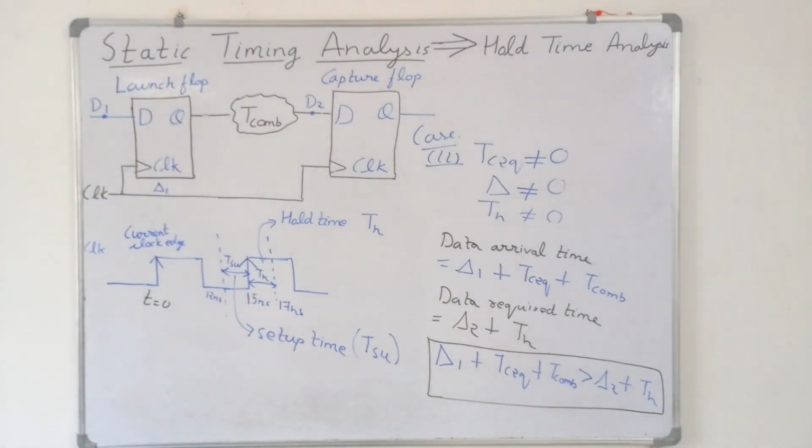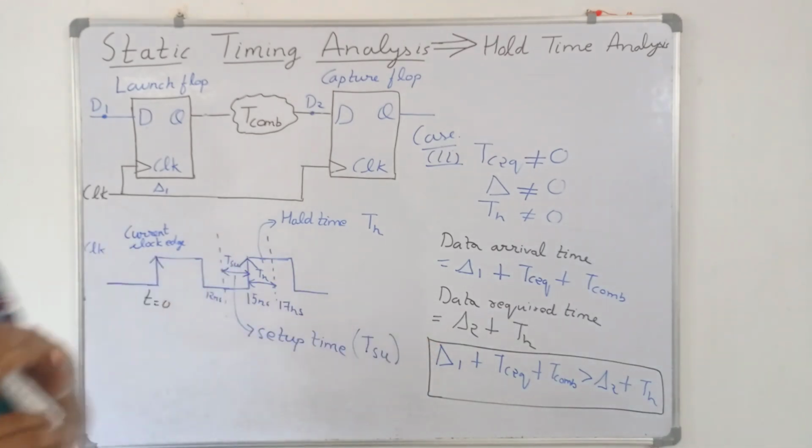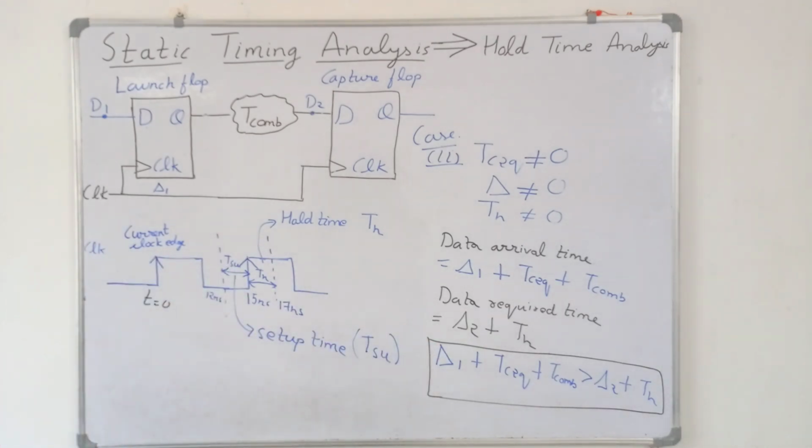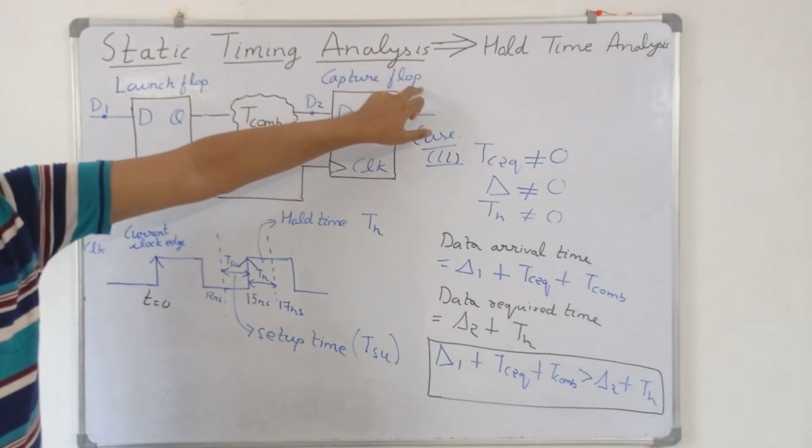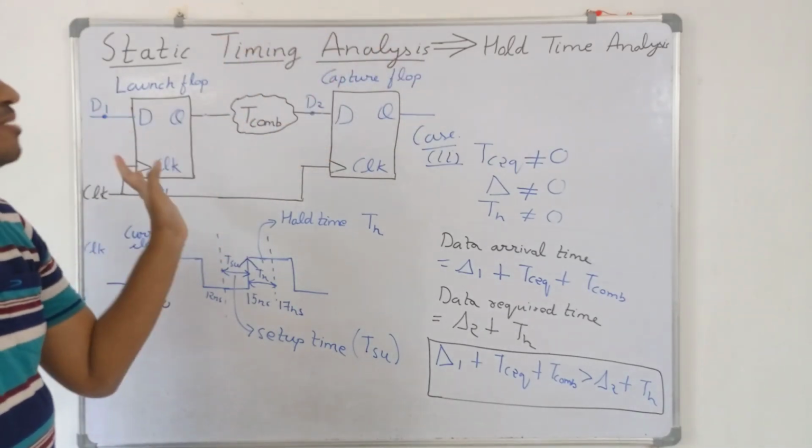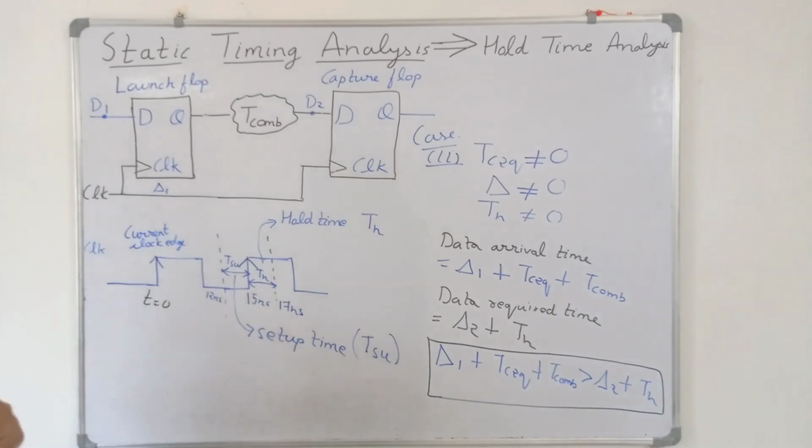If this equation is not satisfied, then there will be hold violation. So the data arrival time must be greater than the required time. If the data arrival time is greater than the data required time, then it guarantees that the data which is captured by the capture flip-flop is not corrupted by new data.